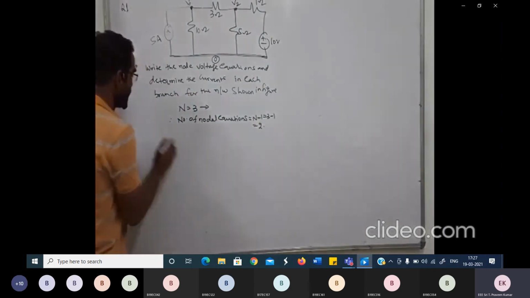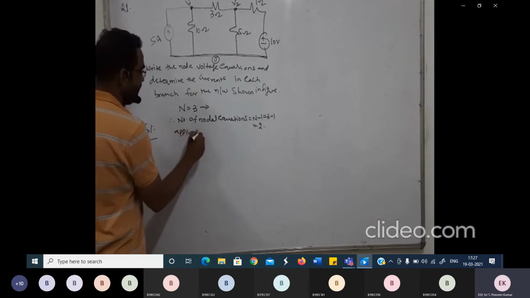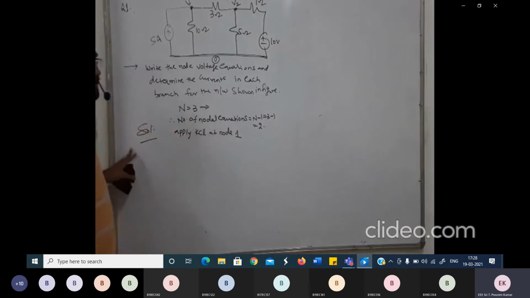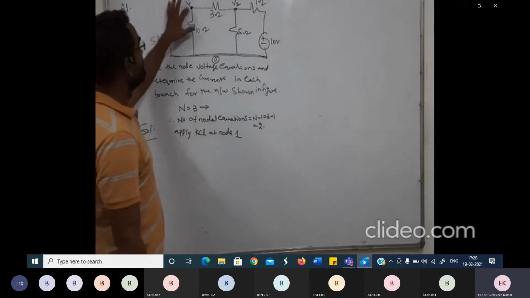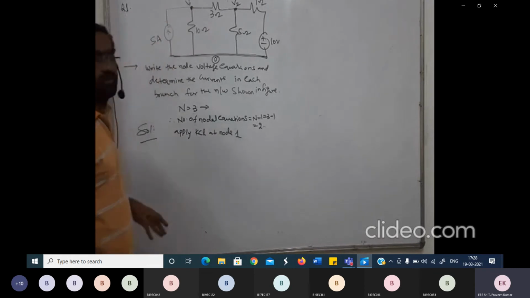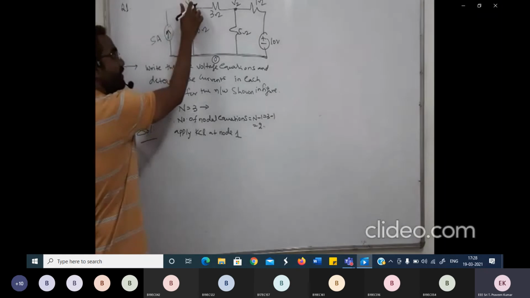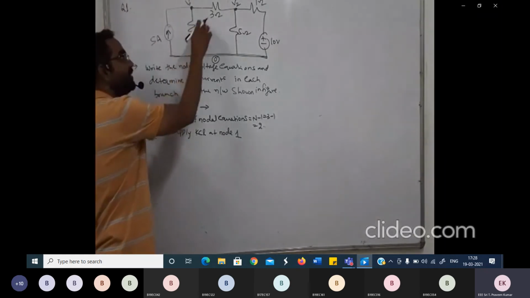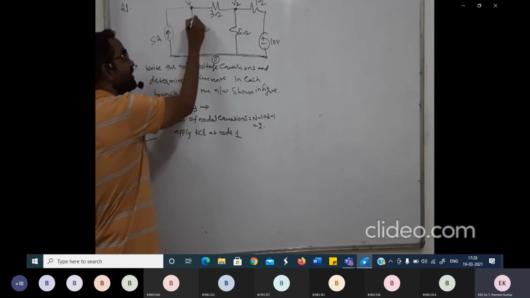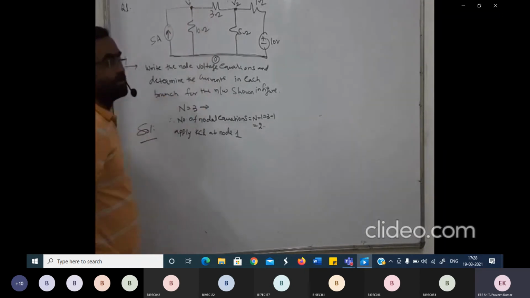Now let us start doing the problem. The solution will be: apply KCL at node 1. The KCL statement is that the algebraic sum of currents at a particular node is equal to 0. Now, what are your incoming currents? Your 5 ampere is towards the node, right? Whereas the current going in the 10 ohm resistor and 3 ohm resistor will be from higher potential to lower potential. For this instant it will be like this, right? Because I am considering V1 at higher potential.